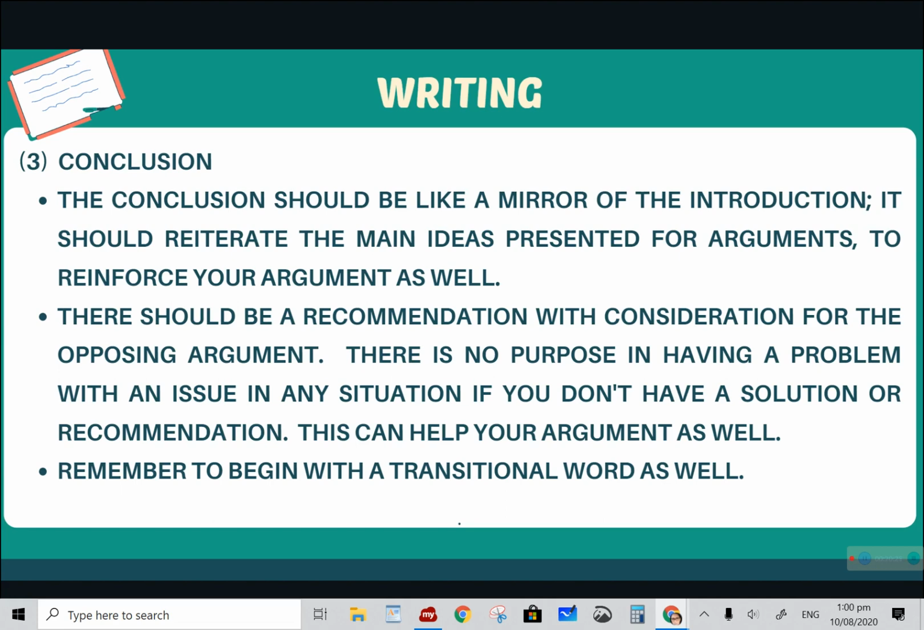Remember to begin your conclusion with a transitional word as well. Some of the transitional words used before can be in conclusion, therefore, to conclude, etc. Okay? So this is basically a good format that you can use to follow to write your argumentative essay or your persuasive essay.